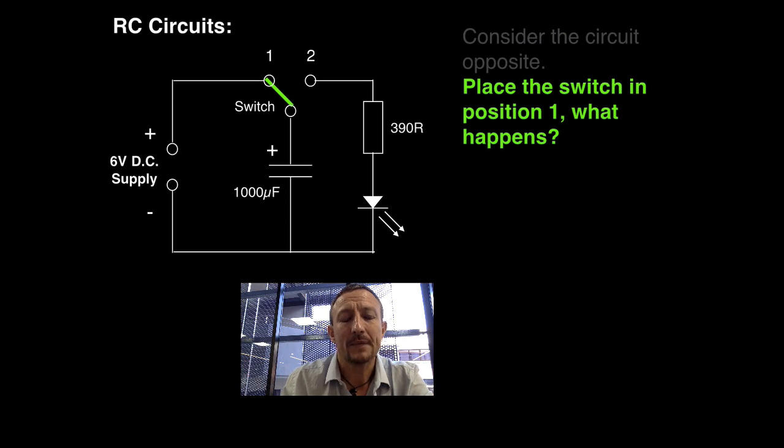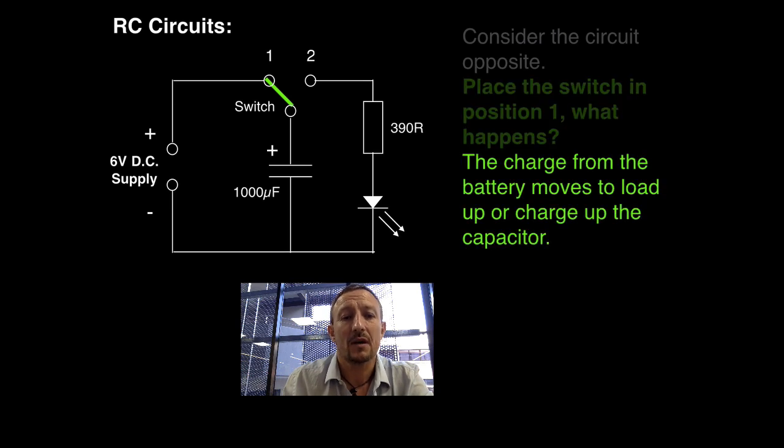Okay, welcome back. So hopefully what you will have seen is that the capacitor will begin to charge. Charge will move from the negative terminal of the 6-volt DC supply and push itself onto the bottom plate of the capacitor. It will charge up until it is fully charged. At that point there'll be no net movement of charge onto the plate, which means that the 1000 microfarad capacitor will remain at around 6 volts.